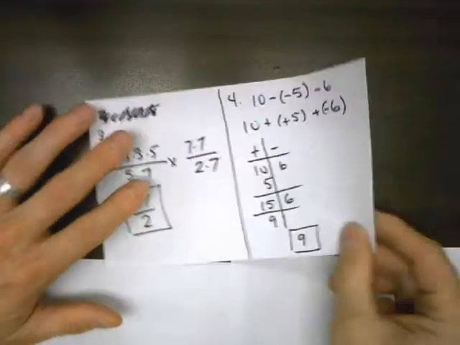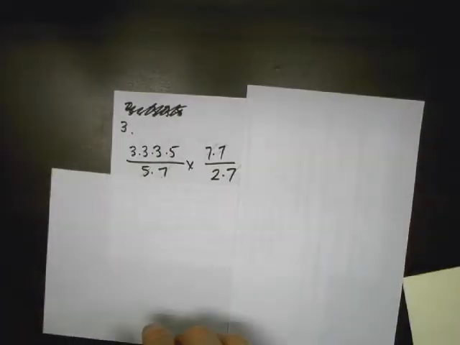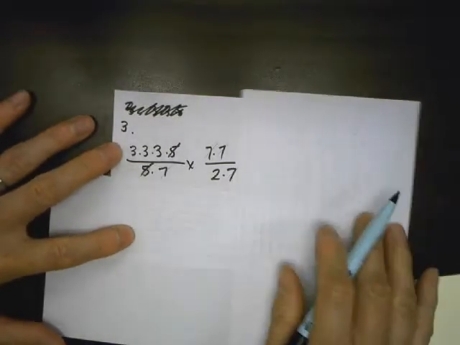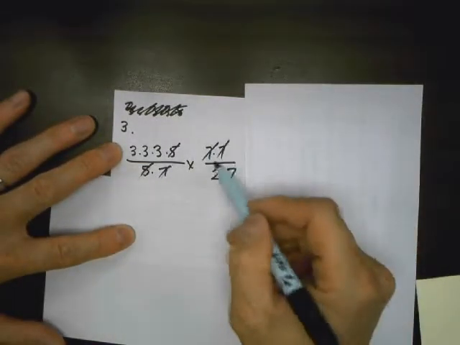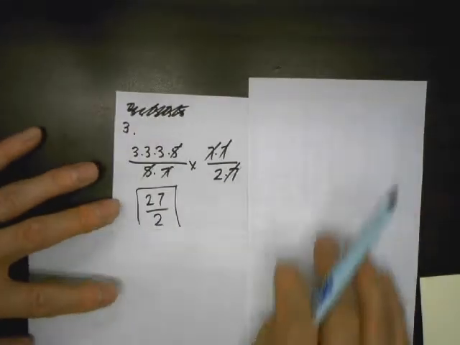Problem number 3, we had to simplify this expression, and fortunately they already did the factor trees for us for this one. So it's like multiplying fractions. Break them down, cross out your 1s. 5 over 5 is 1, 7 over 7 is 1, 7 over 7 is 1, and whatever's left to multiply will automatically be a reduced fraction.